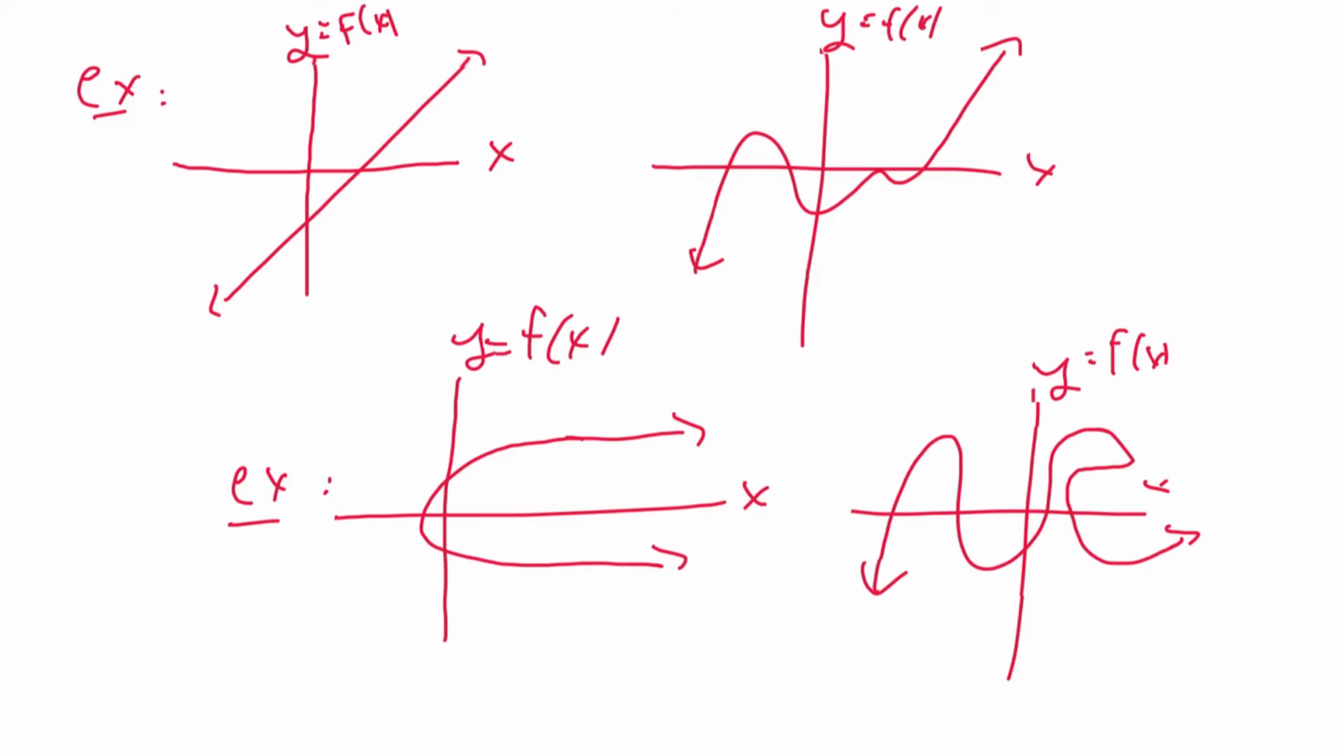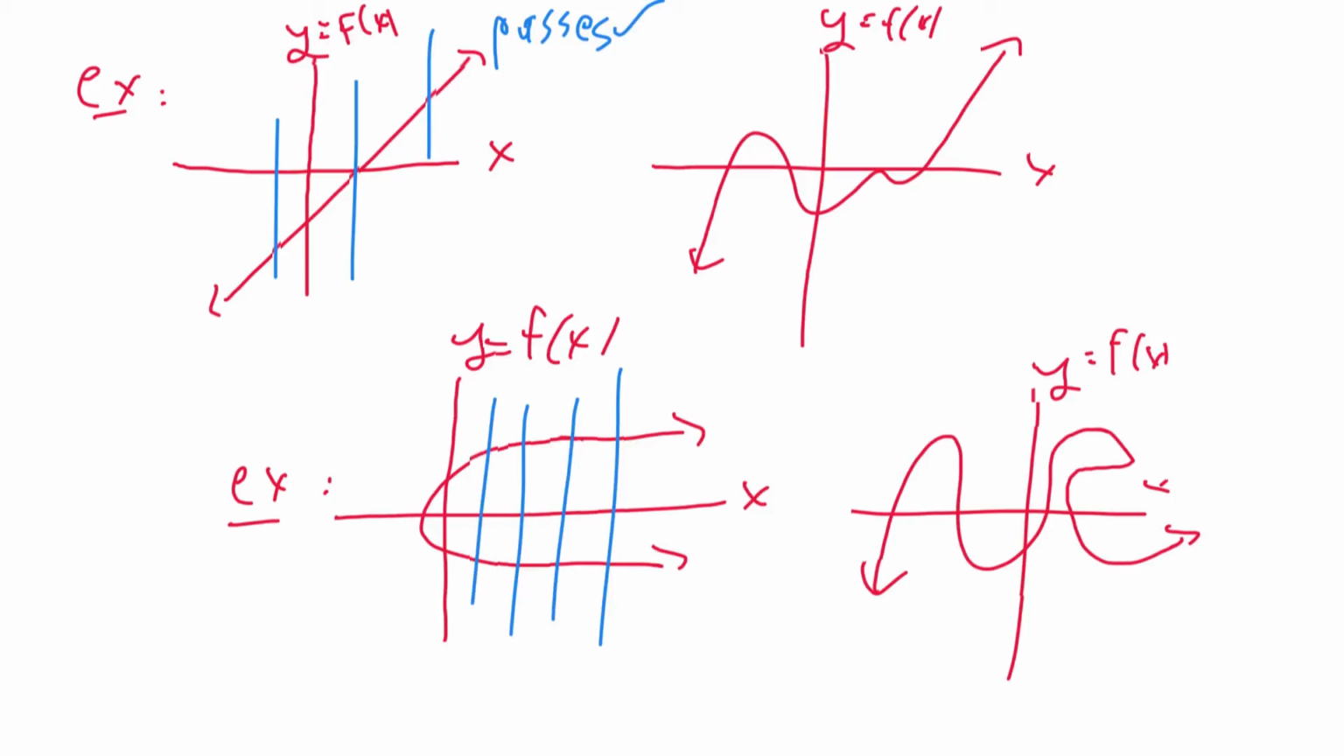The first example is just a line in the plane. So if I draw some vertical lines, I'm going to see I only hit the function once. So this passes the vertical line test. If I move to my sideways parabola, well, I'm going to see that just like the circle, I'm going to fail because most vertical lines intersect the function 2 times. So this fails because I hit twice here, twice here.